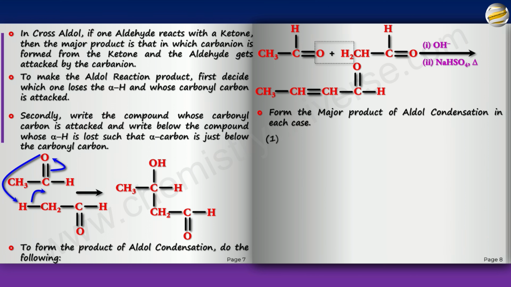So first, check this out. I have acetaldehyde and I have propanaldehyde, and all the necessary reagents. Now pause the video. I want the aldol condensation product, okay? So decide whose carbonyl carbon will be attacked. Decide whose alpha H is going to be lost. And then make the product.